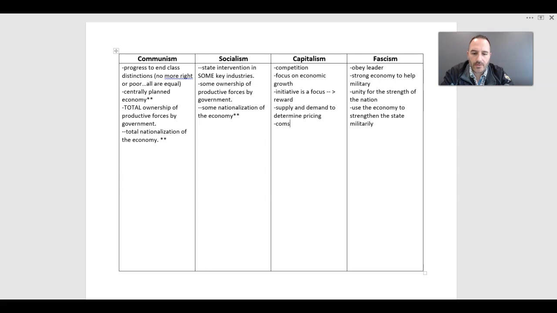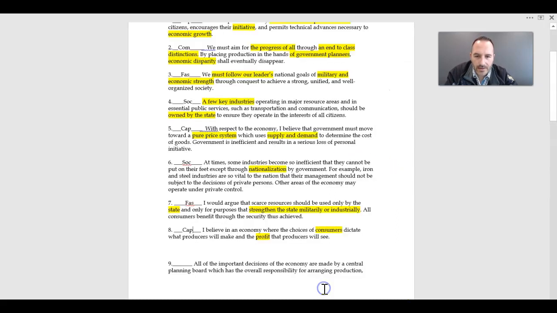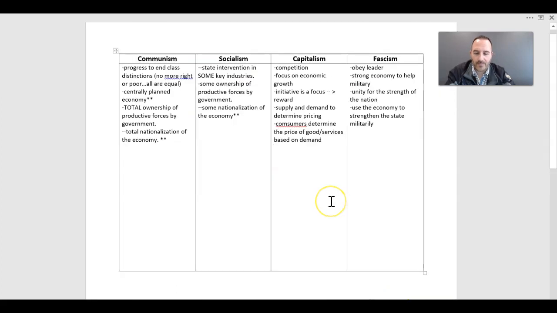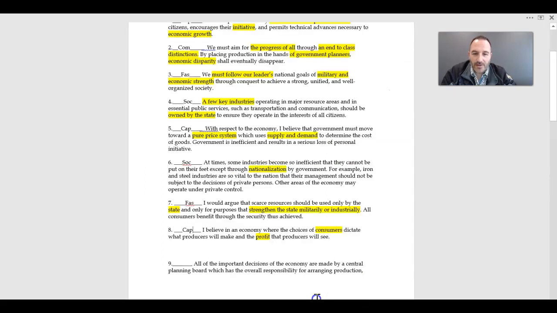Okay, so with that being said, let's go over to where it says capitalism, and say consumers determine the price of goods and services based on demand. And then what was the other thing we highlighted there? Profit. Focus on profit motive. Okay, I'm going to put an asterisk beside that. This idea of the profit motive, very important. I'll spell consumers right. Okay, awesome. All right, we got a pretty good start here so far. Let's keep rolling here, guys.